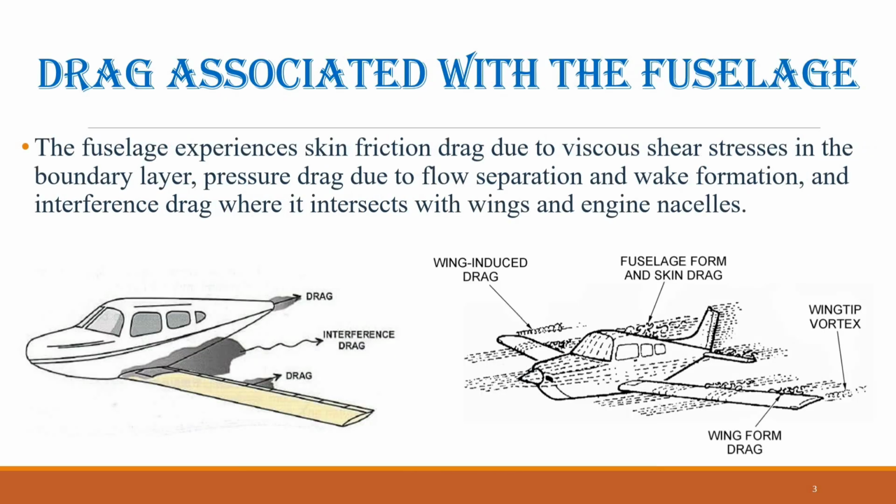Drag associated with the fuselage. The fuselage experiences skin friction drag due to viscous shear stresses in the boundary layer, pressure drag due to flow separation and wake formation, and interference drag where it intersects with wings and engine nacelles. Aircraft such as the Boeing 787 use carefully shaped wing body fairings to reduce interference drag.